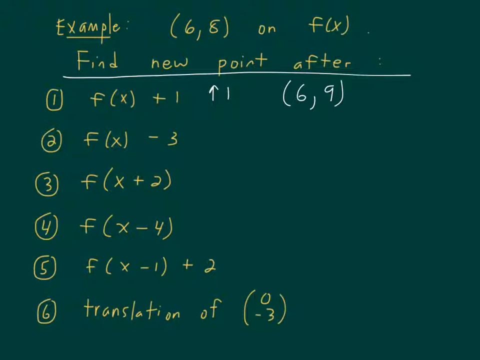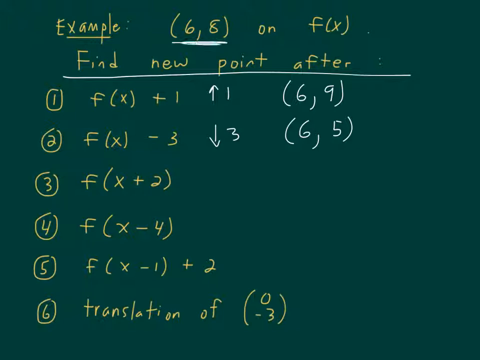So the x value stays the same, it just gets moved up 1, so we're adding 1 to the y value. Likewise, f of x minus 3, this will be shifted down 3. Alright, so again, x is going to stay the same. We are going down 3, so that means we need to subtract 3 to the y value. So 6, 5 would be our new point. Okay, again, we're going back to 6, 8 each time.